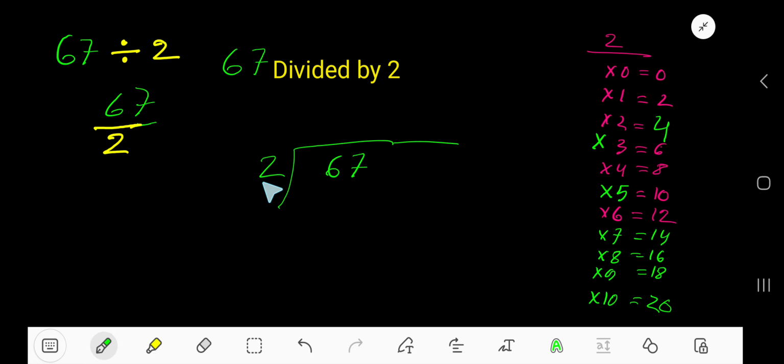This will continue. 2 goes into 6 how many times? Look, 2 goes into 6 3 times. Right, 3 times 2, 6, subtract, 0, bring down this 7.